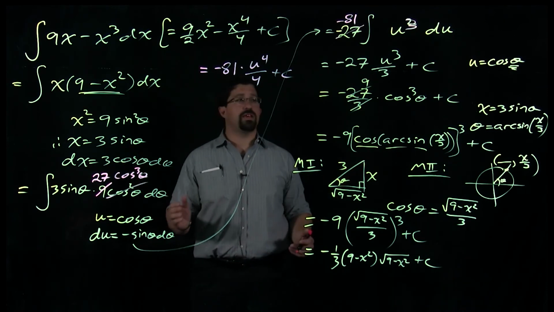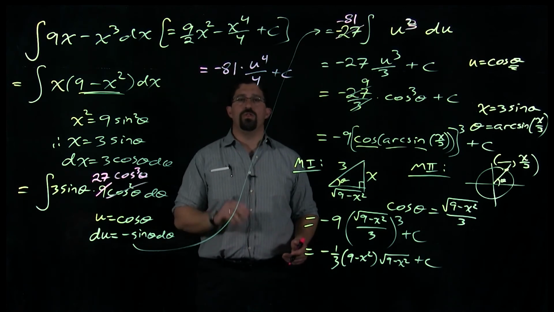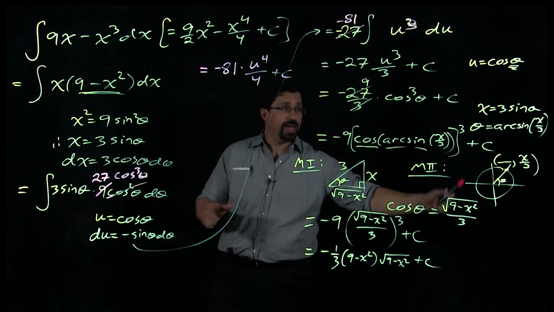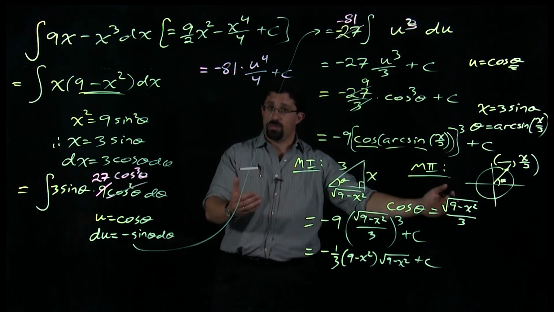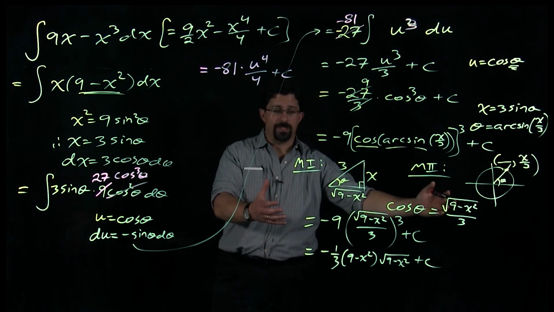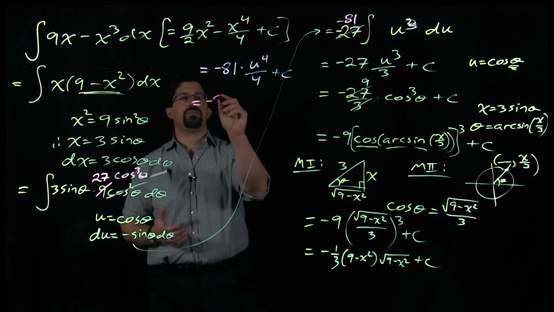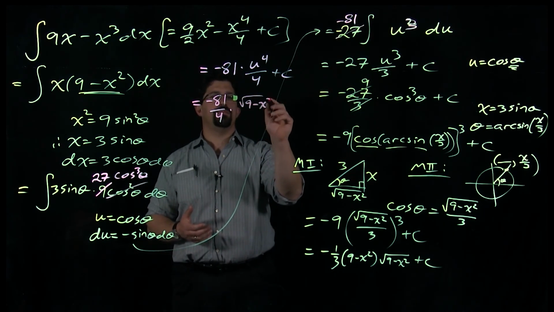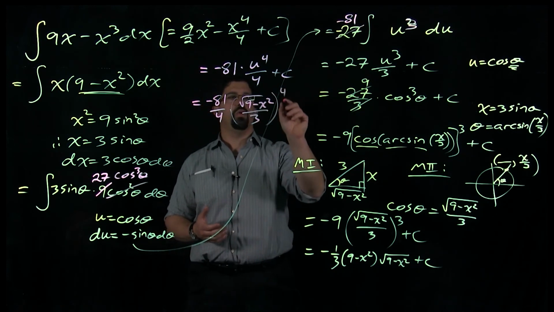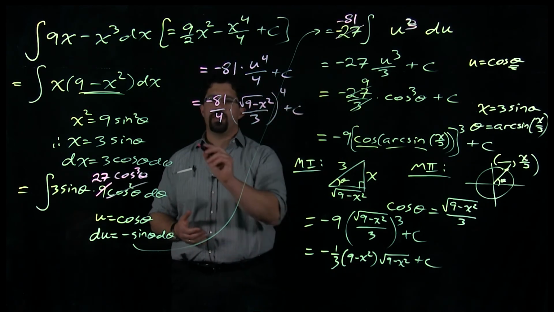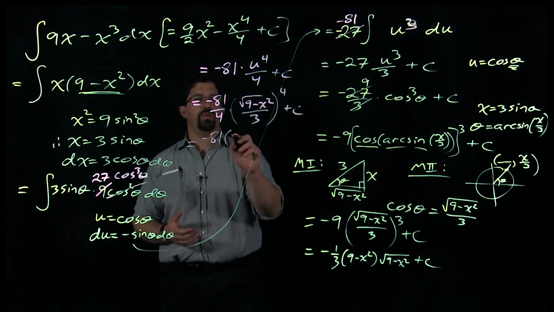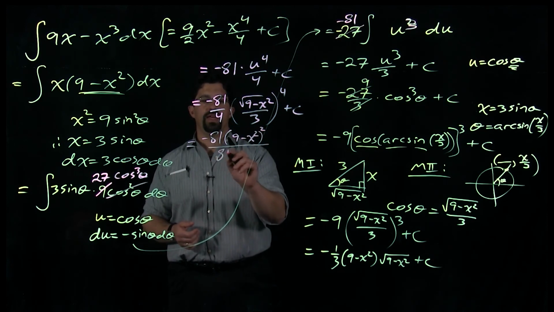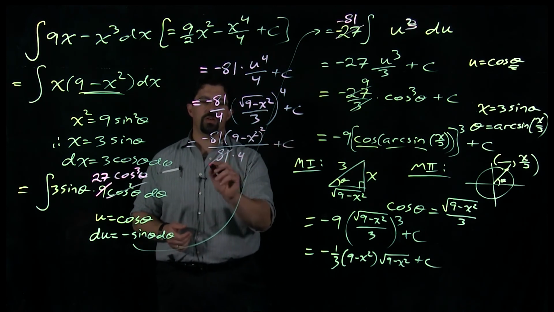So we make mistakes. This will be negative 81 over 4 u to the 4th. We plug in this value over here. That's still correct. All of this arithmetic over here is correct. This is the really important part. And so we end up with negative 81 over 4 times the square root of 9 minus x squared over 3, all to the 4th, plus c, which is going to be negative 81 times (9 minus x squared) squared all over 81 times 4 plus a constant.